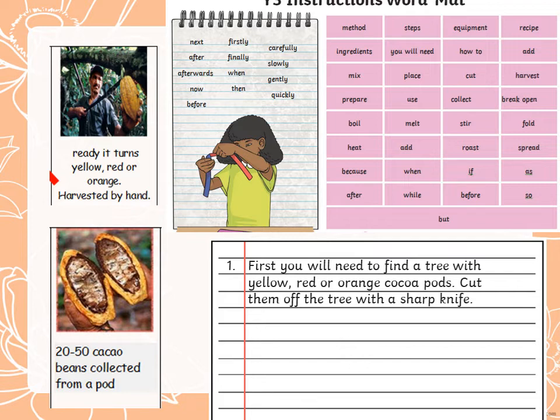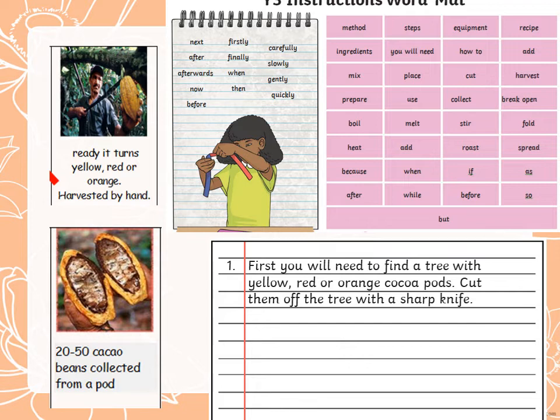Now we're ready for the next one. Here's the next picture, picture number 2. It says 20 to 50 cocoa beans are collected from a pod. Right, well, how am I going to start this one? I've used first, so if I look on the notepad up here, what could I choose? What would you choose? I'm going to choose the word next, I think, or maybe after. I'll think about how it would work.